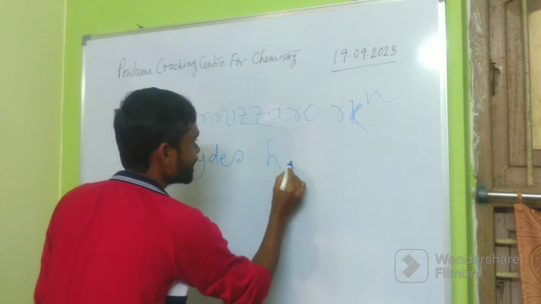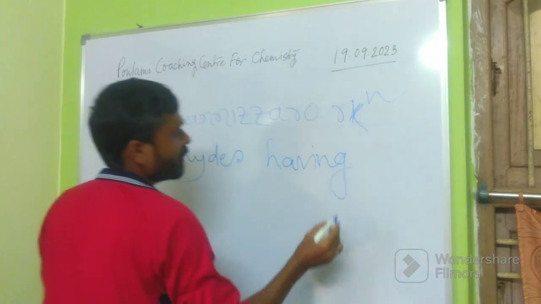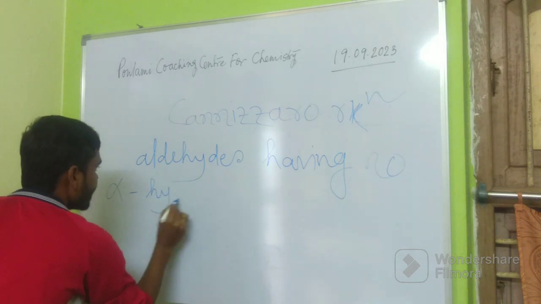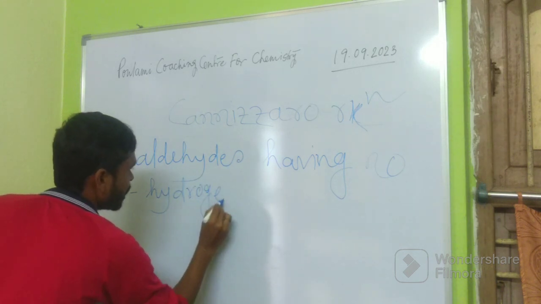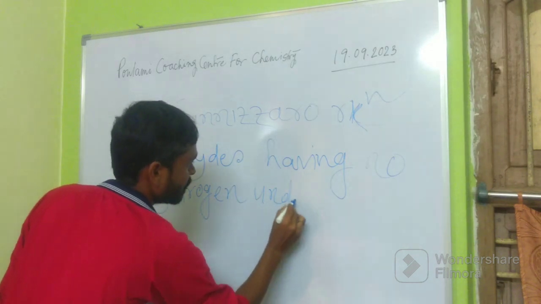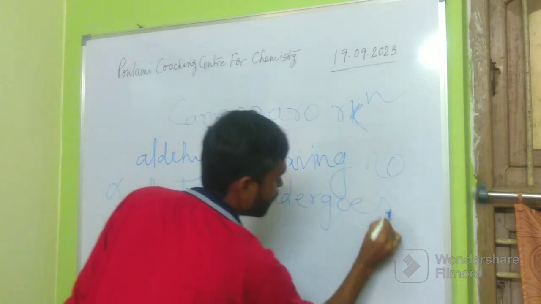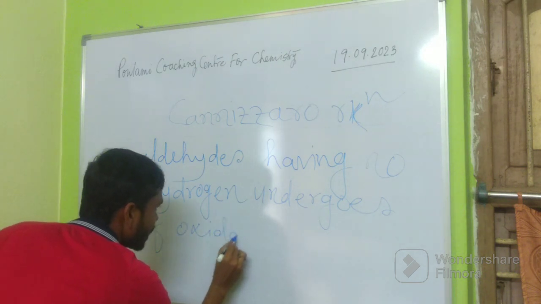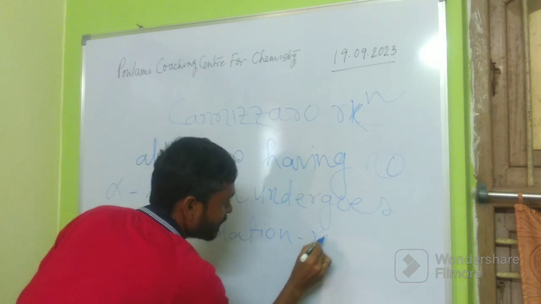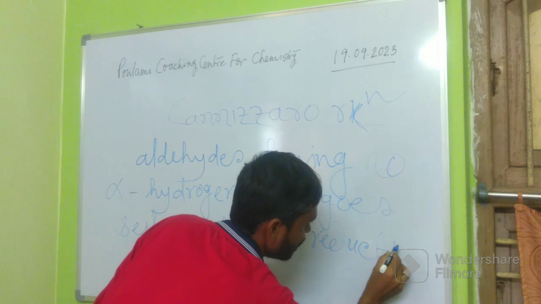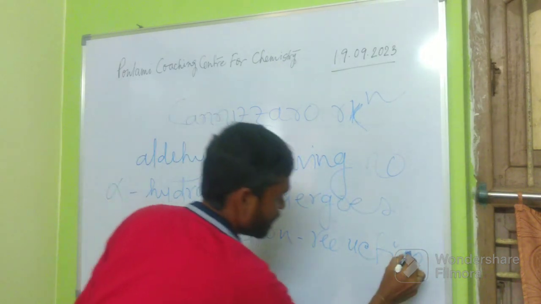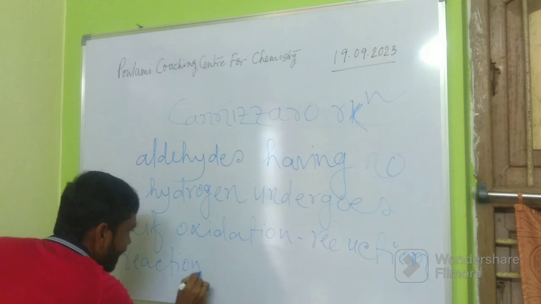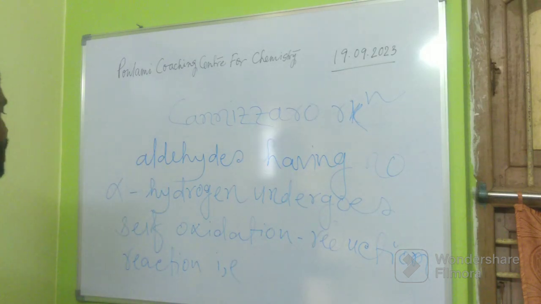Aldehydes having no alpha hydrogen undergo self oxidation reduction reaction, that is a disproportionation reaction, also called disproportionation reaction.